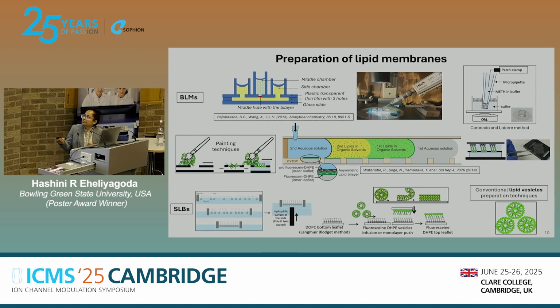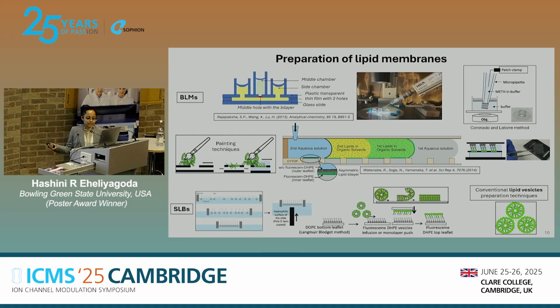The black lipid membranes we can prepare just by painting the lipid bilayer on a small pinhole using this special chamber. This is the lab-made actual chamber. And also we can prepare the lipid bilayer at the tip of a micropipette. We can flush several solutions of lipids to prepare symmetric lipid bilayers. And the supported lipid bilayers we can prepare using conventional lipid bilayer preparation methods.